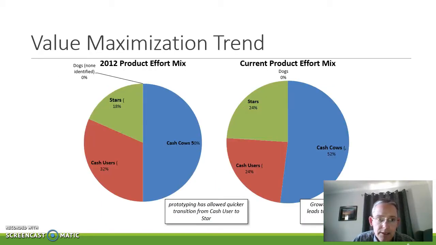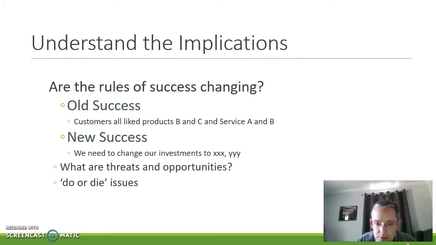Then we look at that and say, well, there's a value maximization. So here we've got 2012 as an example. We have a certain product effort mix, in terms of the investment for stars, cash users, cash cows. Here's our investment now in the overall. So prototyping has allowed a quicker transition from cash users to stars. That's good. That's what we want to see. Growth in services leads to more mature capability. That's an example of what you're seeing here. Understand how these changes are impacting over time, and that will shape where we need to make our investments. This is true for the company. It's also true for IT in terms of what we're doing to support the company with the different projects we have.